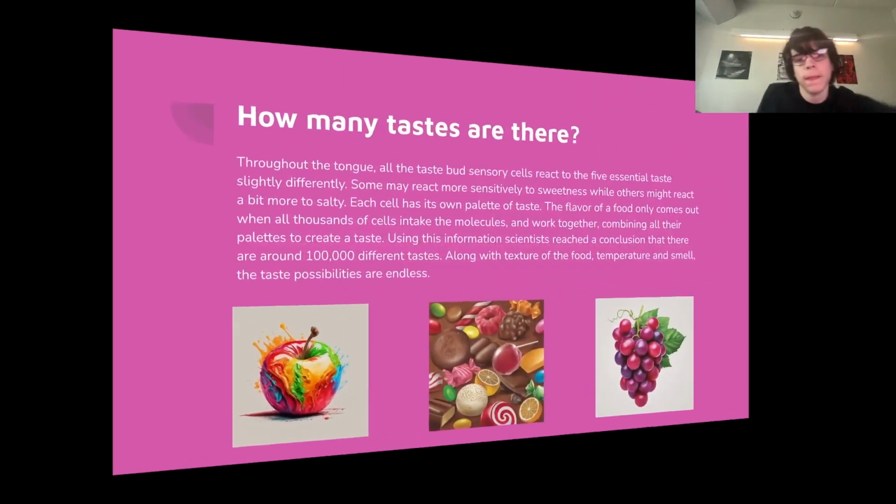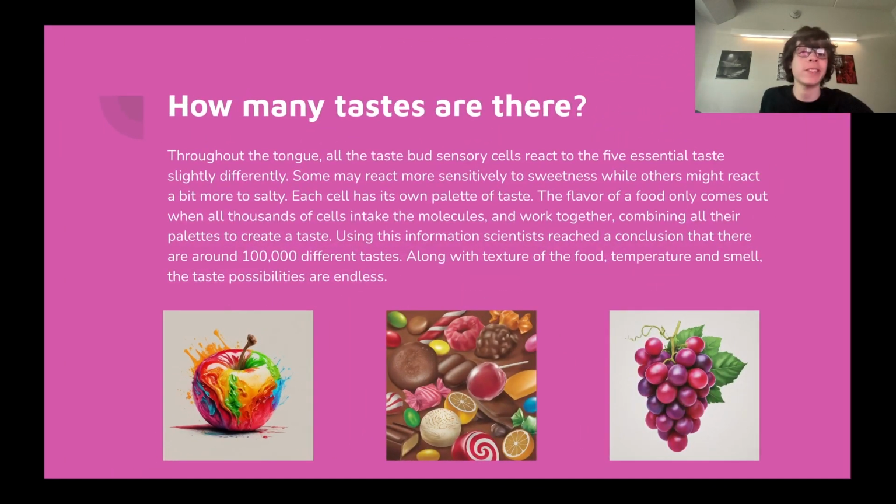So, now we get to the real question. How many tastes are there? Throughout the tongue, all the taste bud sensory cells react to the 5 essential tastes slightly differently. Some may react more sensitively to sweetness, while others may react a bit more to salty. Each cell has its own palette of tastes. The flavor of food only comes in when all thousands of cells take in the molecules and work together, combining all of their palates to create a taste.